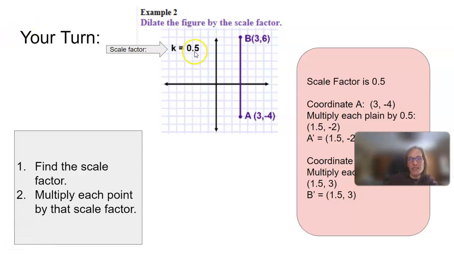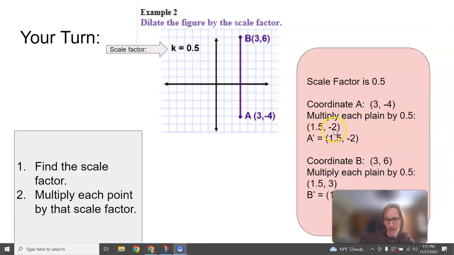If my scale factor is 0.5 or 1/2, I'm going to take a look. I'll do A first. Multiply 3 times 0.5 and -4 times 0.5. Can you use a calculator? Absolutely. I would get 1.5 and -2. I do the same thing with B. Multiply 3 times 0.5, 6 times 0.5, and my answer would be 1.5 and 3.